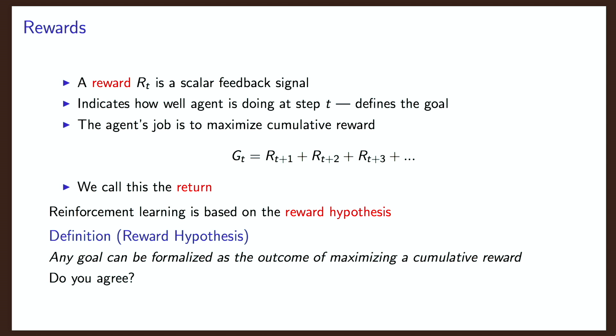And reinforcement learning is based on the reward hypothesis, which is that any goal can be formalized as the outcome of maximizing a cumulative reward. It's basically a statement about the generality of this framework. Now, I encourage you to think about that, whether you agree that that's true or not, and if you think it's not true, whether you can think of any examples of goals that you might not be able to formalize as optimizing a cumulative reward.